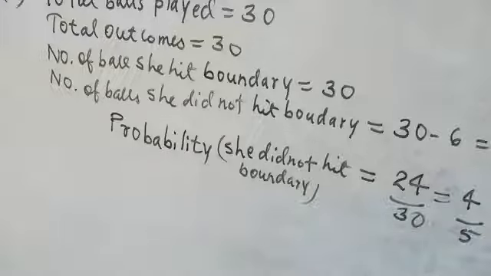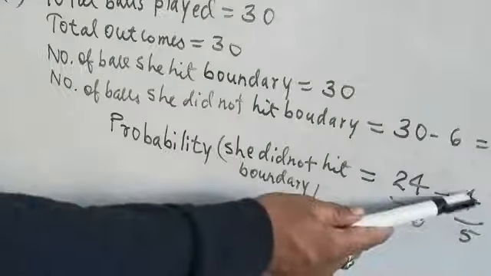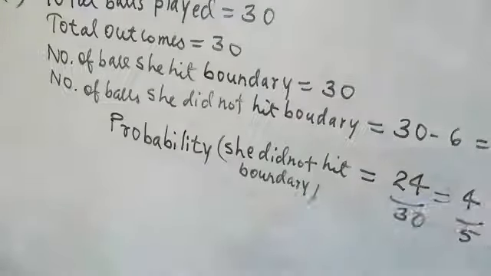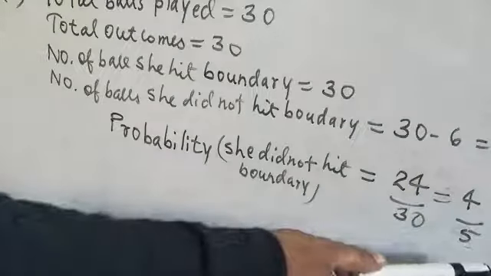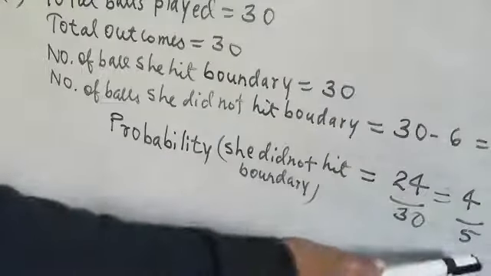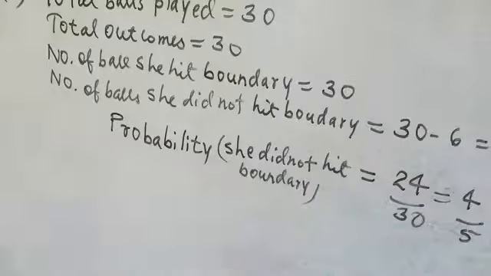I hope you understood how to find a probability. The 4 upon 5 you can write in decimal form also, or in fractional form, reduced to the lowest fraction. So this is the way we are supposed to solve the question. Now we take another question.